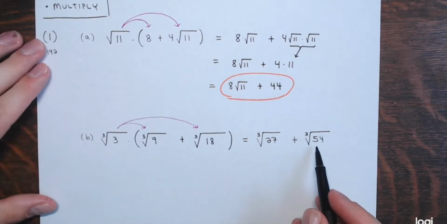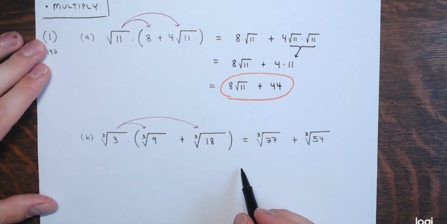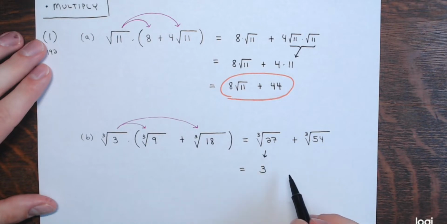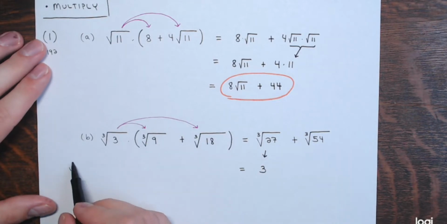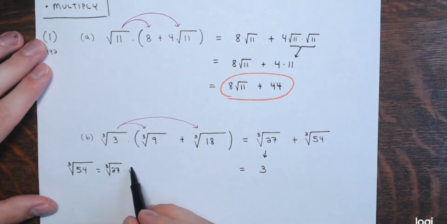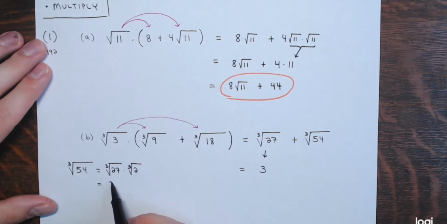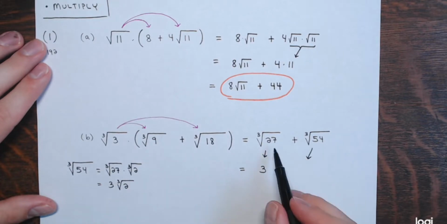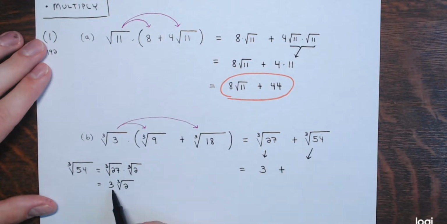But then we need to simplify these. Now the cube root of 27 is just 3. 3 to the third power is 27. And I'll do this off to the side here. The cube root of 54, 54 is not a perfect cube, but there is a perfect cube that goes into this evenly, and that'd be 27. This is the cube root of 27 times the cube root of 2. Which is 3 times the cube root of 2. So that's going to go here. So we have 3 plus 3 times the cube root of 2.